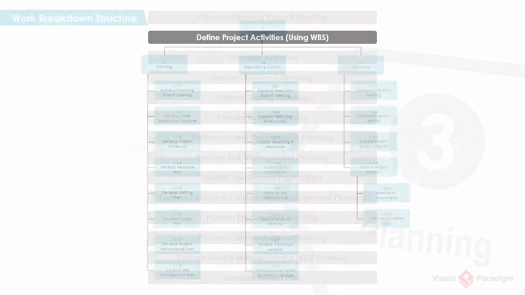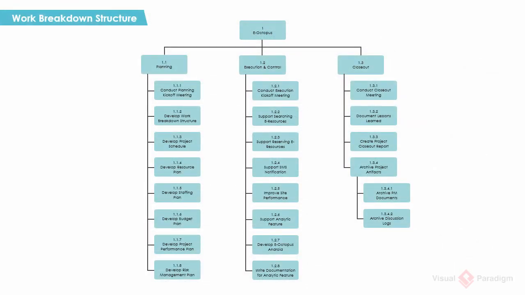Define project activities using work breakdown structure. The first planning activity is to define project activities using a work breakdown structure. The purpose of this activity is to establish a common understanding of project scope. This is a sample work breakdown structure. It is a hierarchical description of the work that must be done to complete the deliverables of a project.